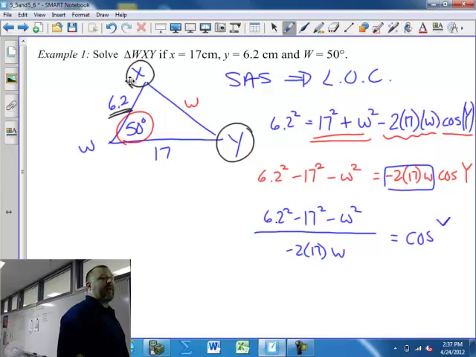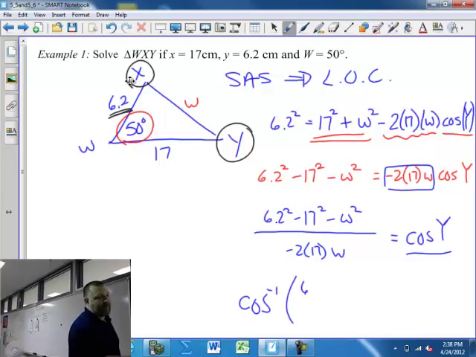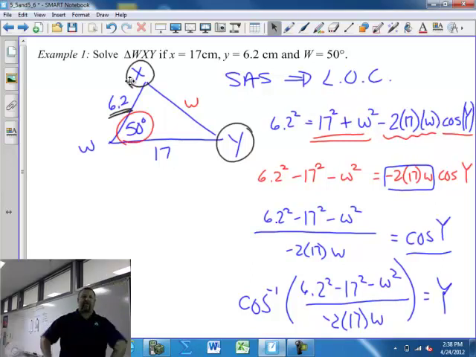cosine of Y. Okay. Now I have the cosine of Y by itself. How do I remove cosine? Well, we're looking for an angle, so we must be doing an inverse. So we're going to take the inverse of both sides and we will have a result of cosine inverse of all that mess: 6.2 squared minus 17 squared minus W squared all over negative 2 times 17 times W. Because W is just a number. Okay, there is our work we have shown.